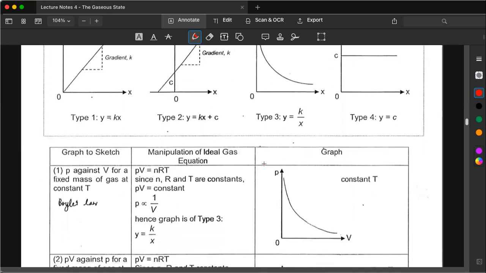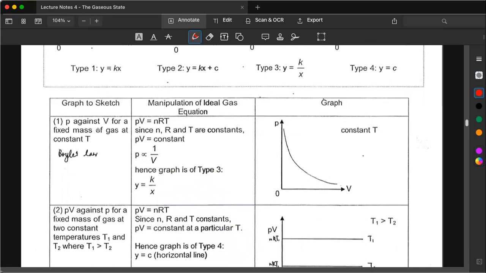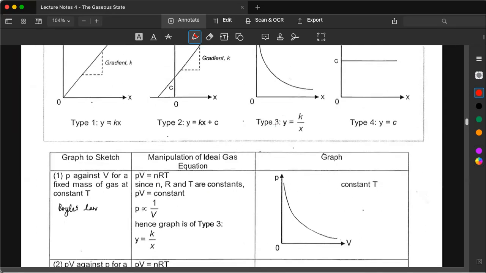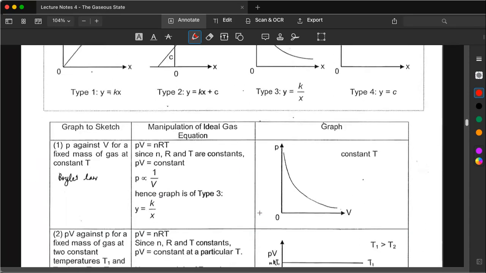So how should we approach such questions? So we have a graph to sketch. So we have P against V for a fixed mass of gas at constant T using Boyle's Law. So to manipulate the ideal gas equation, PV equal nRT. So we have P inversely proportional to V. So in this case, the graph is of type 3. y equals k over x.